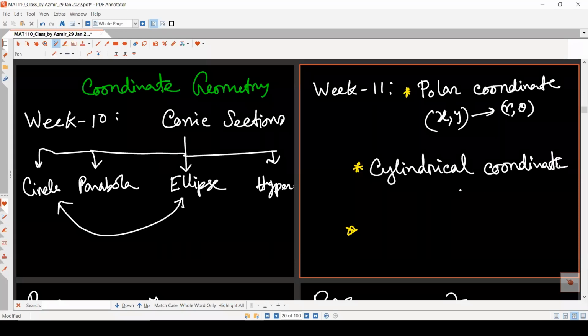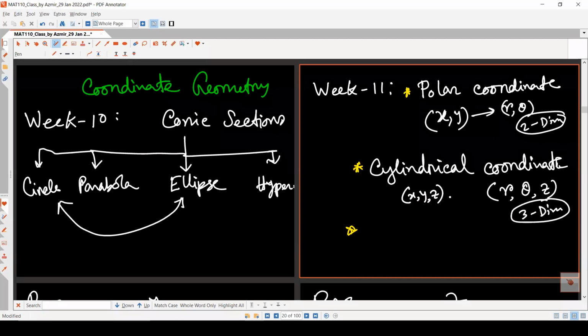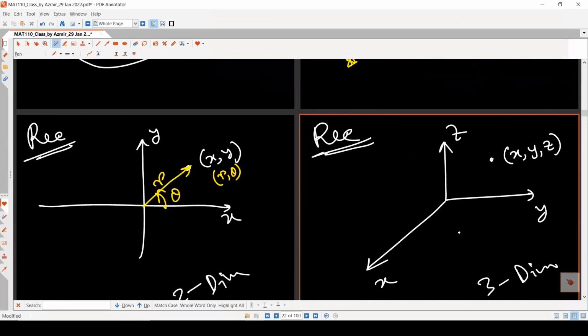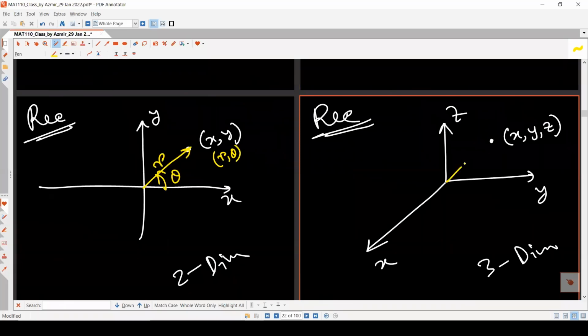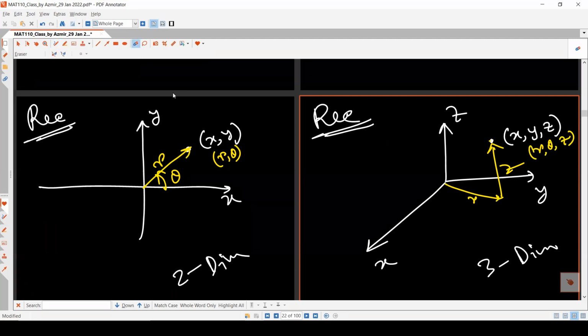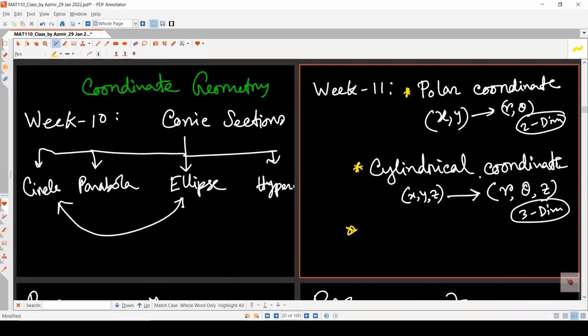In cylindrical coordinate system, we have r, theta, and z. You can understand that r and theta, this is about 2 dimension. But since we have r, theta, and z, this is obviously 3 dimension. That means if we have a point x comma y comma z, then we have to know how to convert that 3-dimensional point to r, theta, and z. This is how we can understand the position of the point that we have x comma y comma z. We have theta here. So this is about cylindrical coordinate system.